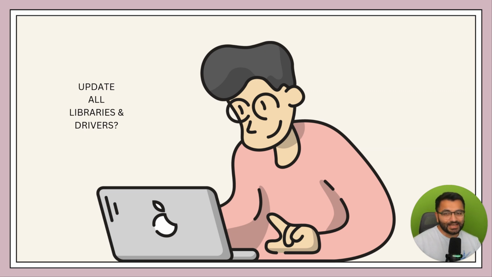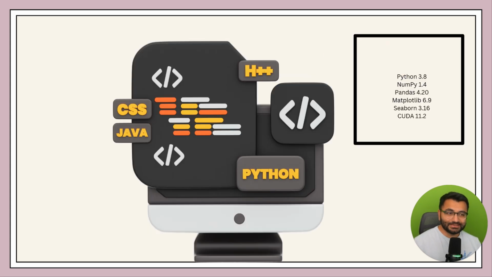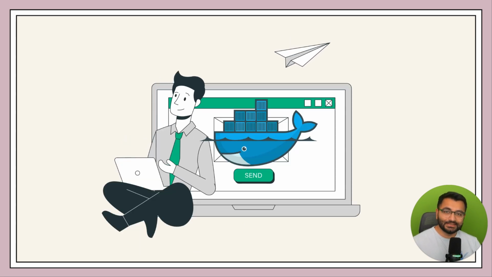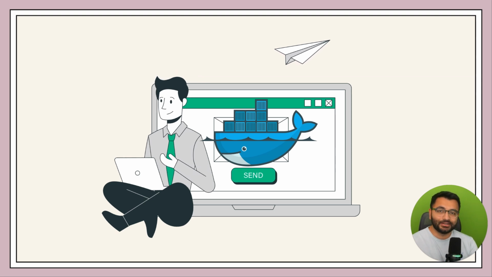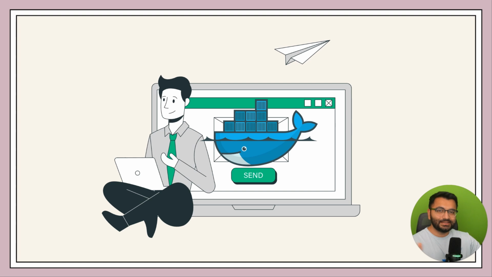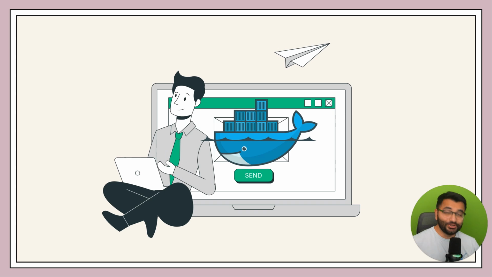So then what solution could your friend have? Well, they could just update all of the libraries and all of the drivers, or they could just call you back and tell you, hey, can you send me your Docker container? And what that means is that you'll take all of these different packages and versions like Python and NumPy and all of those things, put that into a Docker container. And then instead of sending your code, you will send your Docker container that has all the packages, all the drivers, all of those things, and send it over to your friend. It's basically like taking your entire state of your computer, packing it up into a container, and then shipping it over to your friend.